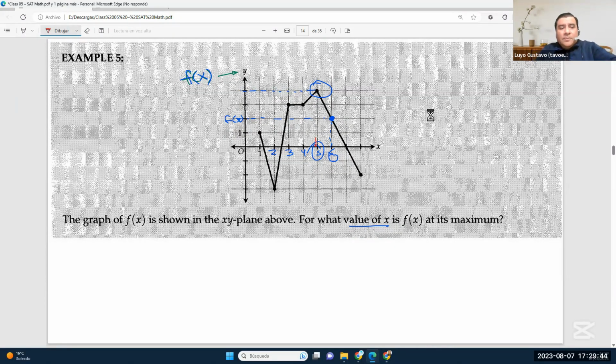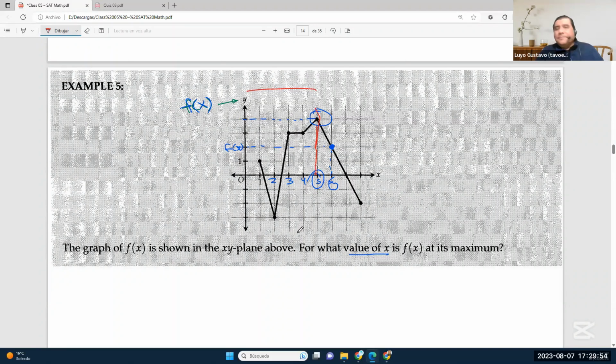Just give me a moment, please. Apparently, this window froze. All right. Now it returned the possibility to draw here.